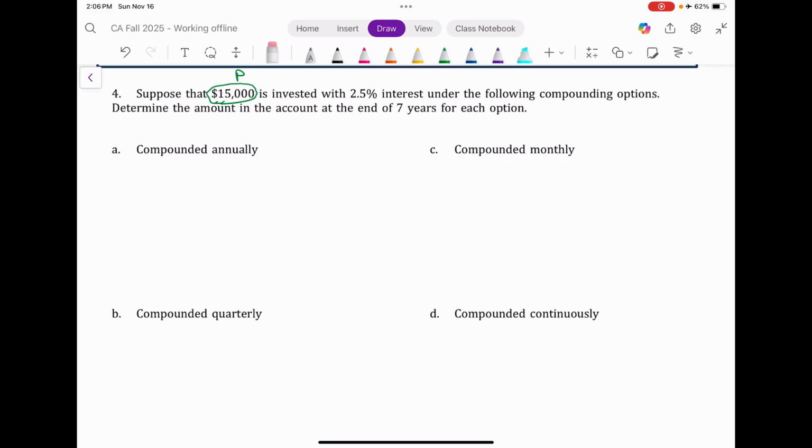So that's our principal. Our rate for the year will be 0.025. So we have to change percents to a decimal. So you just move the decimal place to the left 2 times and fill in the zeros. You might remember that from a previous math class. And t equals 7. Okay, so we want to calculate the different amounts in our account after different compounding periods.